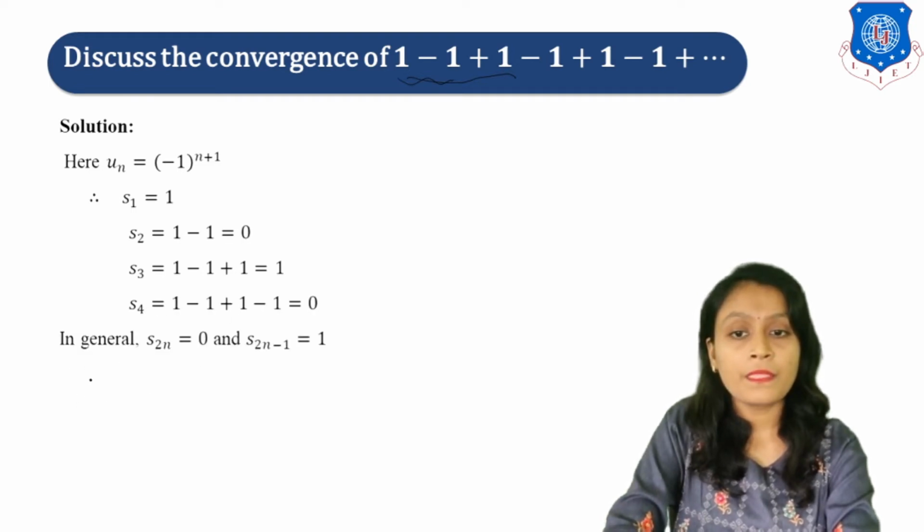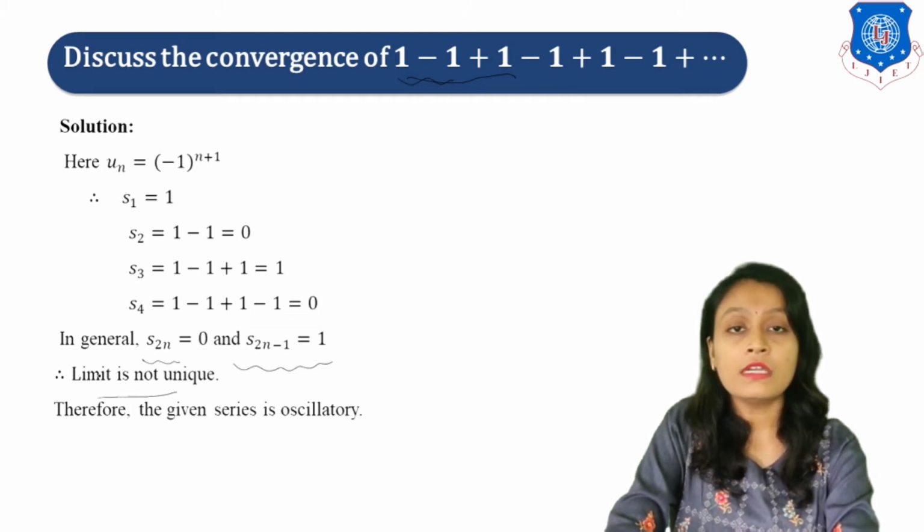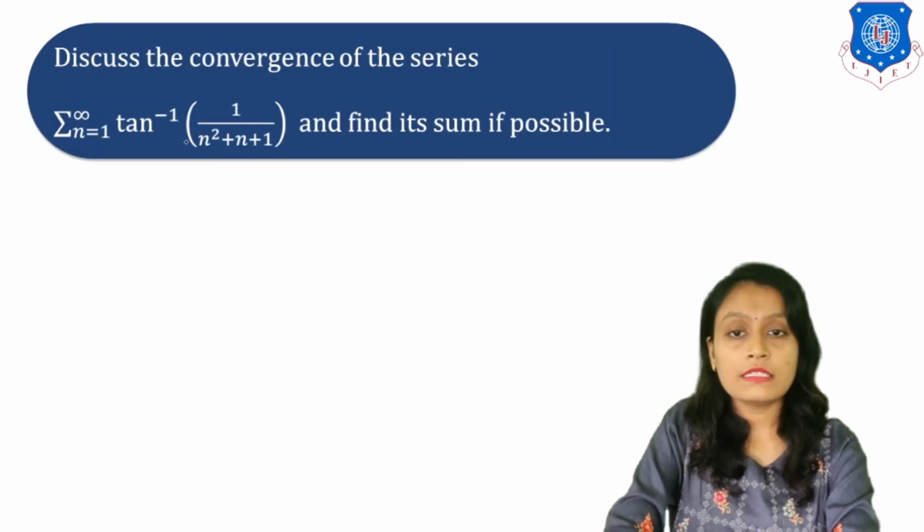Okay. So, in general, whenever we have the partial sum for even terms, it is 0, and for odd terms the partial sum is 1. So what we can say here is that the limit is not unique, right? Whenever the limit is not unique, we can say that the series is oscillatory. Okay, now let's discuss one more example.